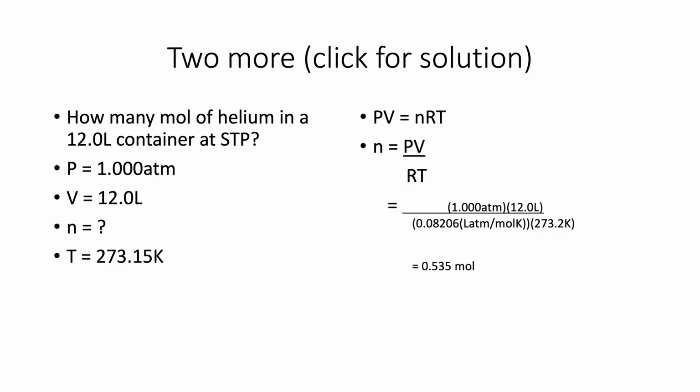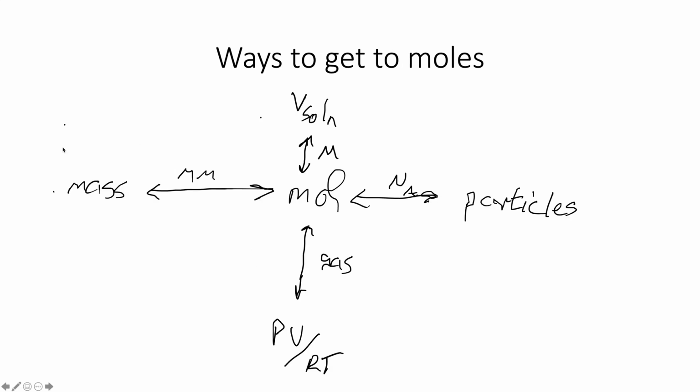So what this shows is you now have 4 ways to get to moles. We've had using mass and molar mass to get to moles. We've done a huge amount of this. Using particles and Avogadro's number to get to moles. In the last set of slides, before this, we used molarity and volume to get to moles. And now you can use PV over RT if it's a gas. How do you know if it's a gas? If there's pressure and temperature, it's a gas.